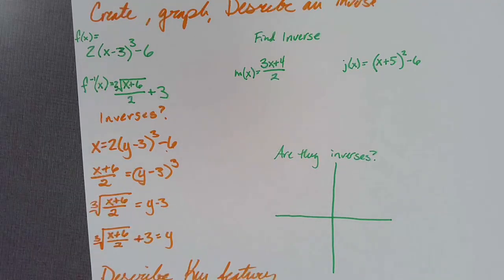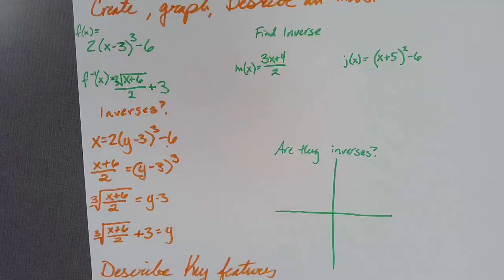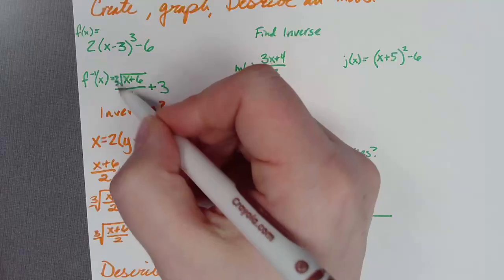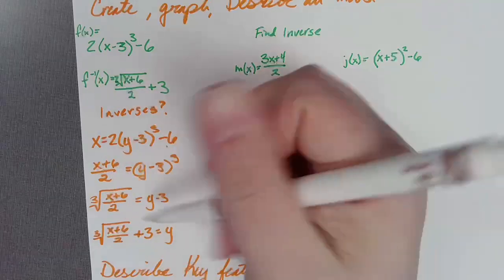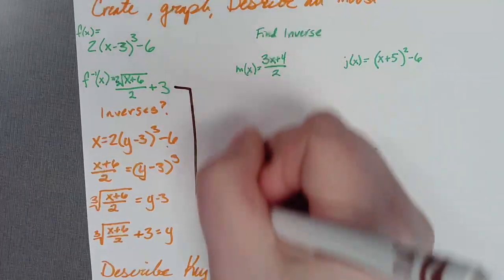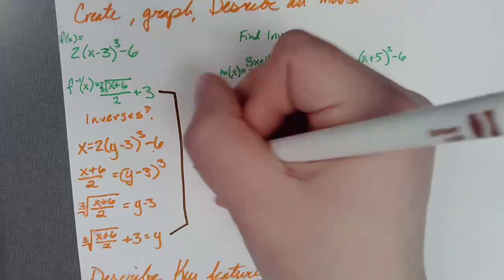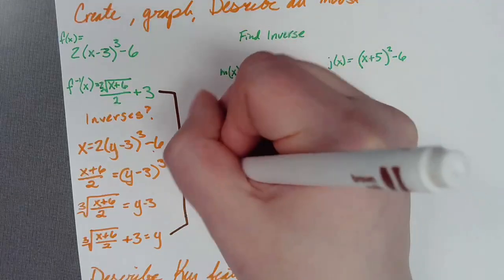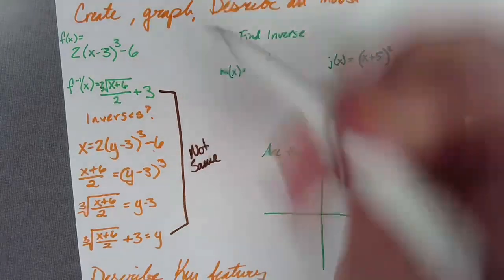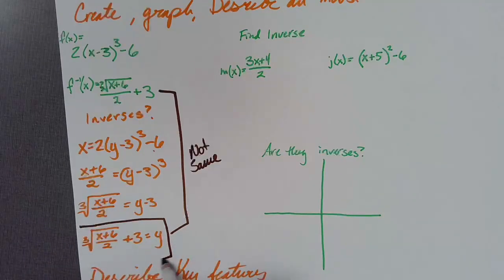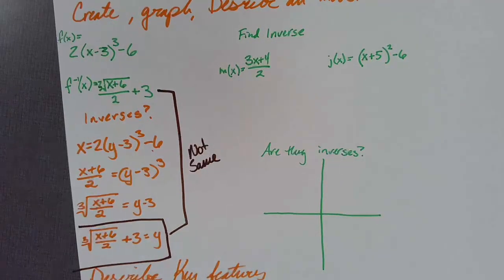And at first you might think, oh yeah, these are totally the same equation, but I'm being a little bit picky here because this cube root is only showing up over the top of the fraction, not the whole fraction. So these are not the same, which would mean that these are not inverses, because this is what should be the correct inverse of our original equation.